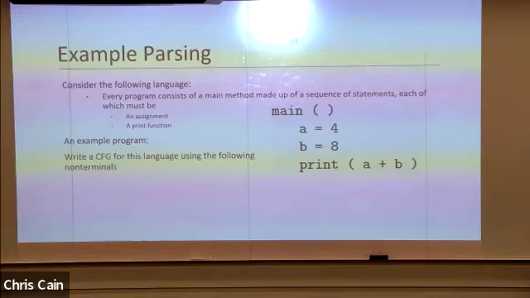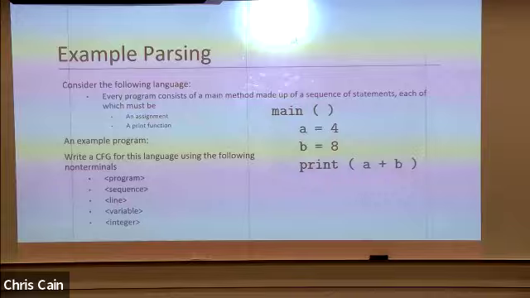Let's go ahead and spend a little bit of time writing a context-free grammar for this language. You want to use the following non-terminals: program, sequence, line, variable, integer. So give this a shot. So those are the non-terminals, but now see if you can generate a context-free grammar. Remember that we have non-terminals and we have terminals. Terminals are just tokens that are not part of the non-terminal.